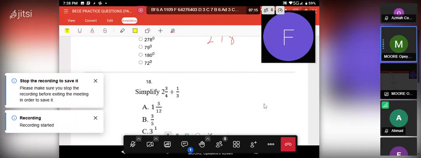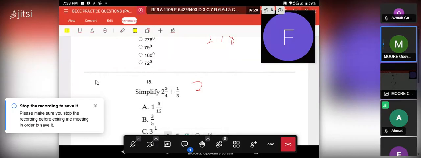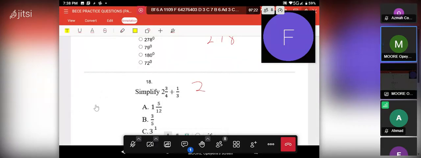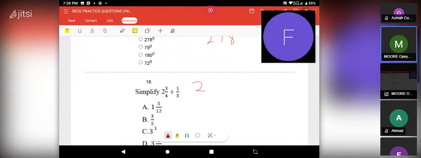This is a whole number. You find the LCM of the denominators, that is 4 and 3. The LCM is 12. So how many times will 4 go in 12? 3. 3 times 3 is 9, plus 3 can go in 12, 4 times. 4 times 1 will give us 4. This is 2, that is a whole, plus 9 plus 4 is 13.